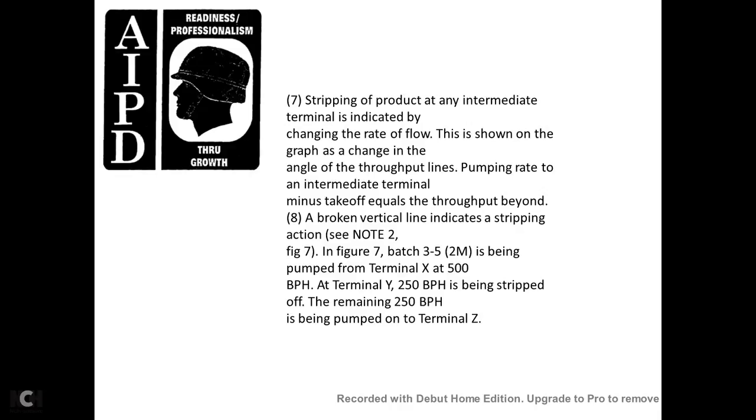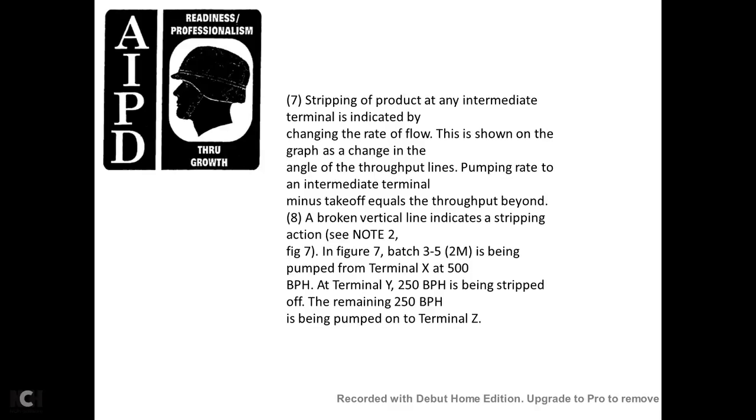Alright, 7. Stripping of the product at an intermediate terminal is indicated with a change of the rate of flow. This is shown on the graph by the change in the angle of the throughput lines. The rate at the intermediate terminal minus the take-off is equal to the throughput beyond. A broken vertical line indicates the stripping action. Note 2, figure 7.